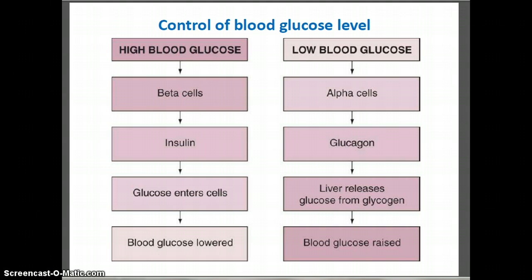Here is how blood glucose level is controlled. Please take time to take a look at that. If there is high blood glucose, beta cells will be stimulated in the pancreas to produce insulin. Then glucose will enter cells from the blood and blood glucose levels will be lowered. If there is low blood glucose, then alpha cells, also in the islets of Langerhans of the pancreas, will be stimulated to produce glucagon, and this will stimulate the liver to release glucose from glycogen, which is stored in the liver, and then blood glucose levels will be elevated.